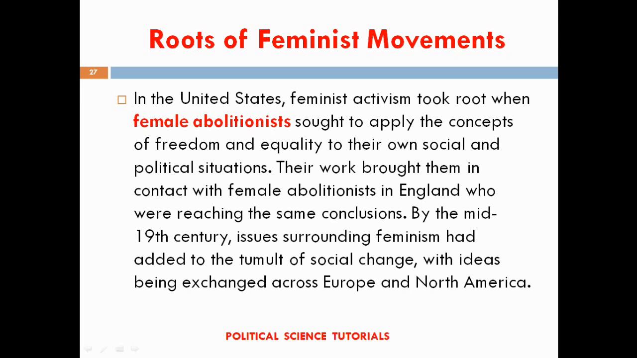In the United States, feminist activism took root when female abolitionists sought to apply the concepts of freedom and equality to their own social and political situations. Their work brought them in contact with female abolitionists in England who were reaching the same conclusions. By the mid-19th century, issues surrounding feminism had added to the urge for social change, with ideas being exchanged across Europe and North America.